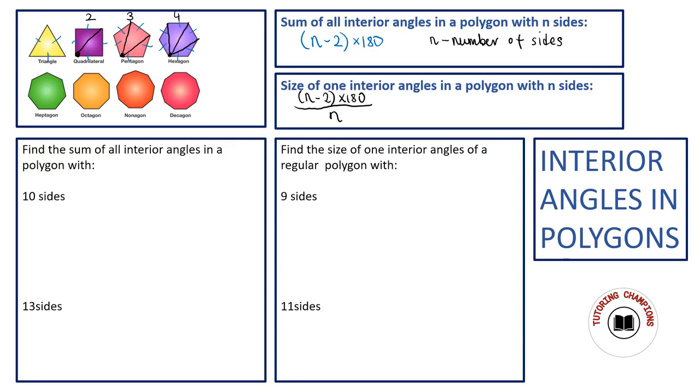So let's put that into practice. Find the sum of all interior angles in a polygon with 10 sides. So I'm going to use the formula for the sum, reading the question carefully, and that is n minus 2 multiplied by 180. And when n is 10 here, for the 10-sided shape, we do 10 minus 2, multiplied by 180. That is 8 multiplied by 180, and that is equal to 1440 degrees.